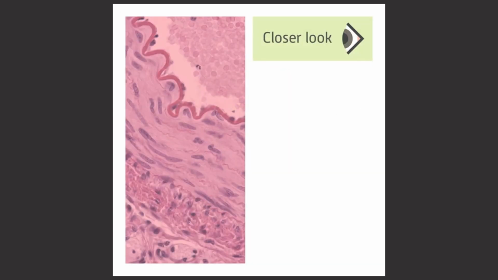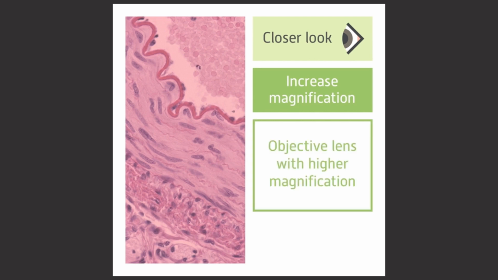To get a closer look at the tissues in the blood vessel, you can increase the magnification. To do this, you can choose an objective lens with a slightly higher magnification and refocus.